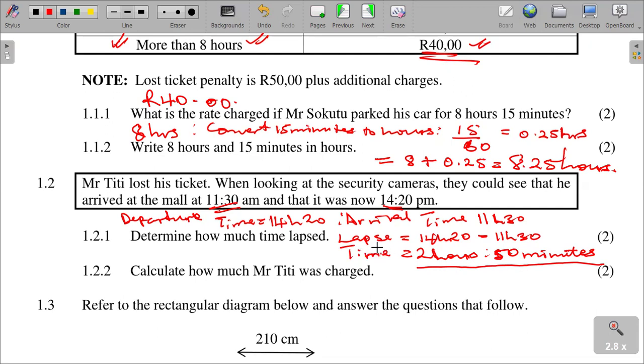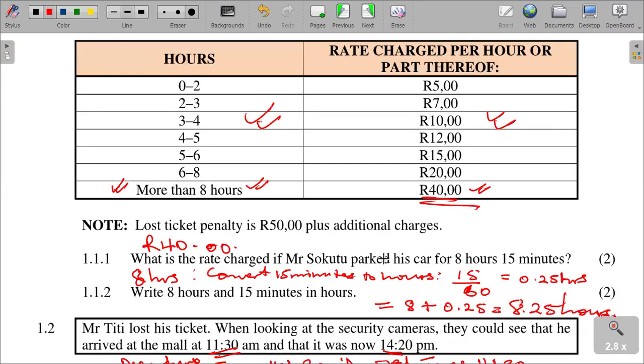So you can see that questions such as this one do come. You just say departure time minus arrival time, and then you see how much time was spent there, and then calculate how much Miss TT was charged. The time spent was 2 hours 50 minutes, so we need to calculate the cost for that time.